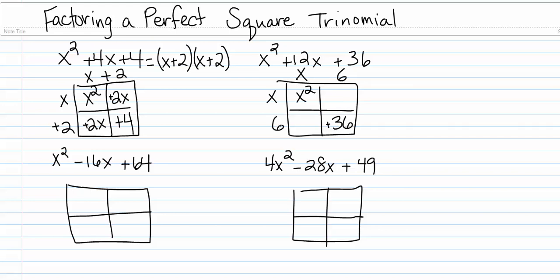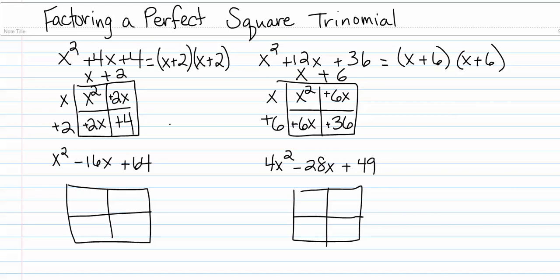And because it's a positive 36 with a positive 12x in the middle, my guess is that I'm going to put positive signs on both of these 6's. So now I'm going to have a positive 6x in the upper right corner and a positive 6x in the lower left corner. And when I combine those two, I do get a positive 12x in the middle. So we got x plus 6 times x plus 6.